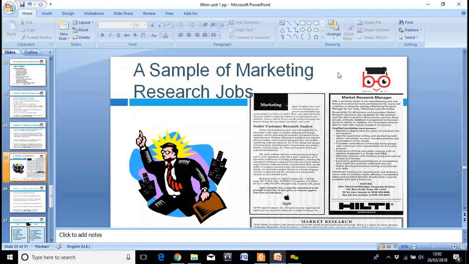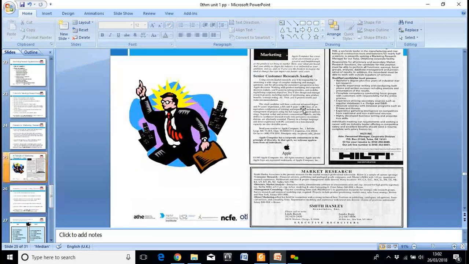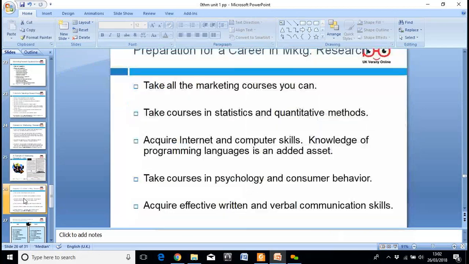Research jobs, or a sample of marketing research jobs. So you've got the customer research analyst, the marketing research manager, different operations within the system. There are opportunities for employment.